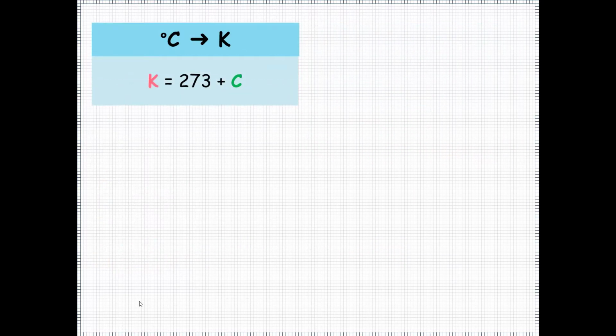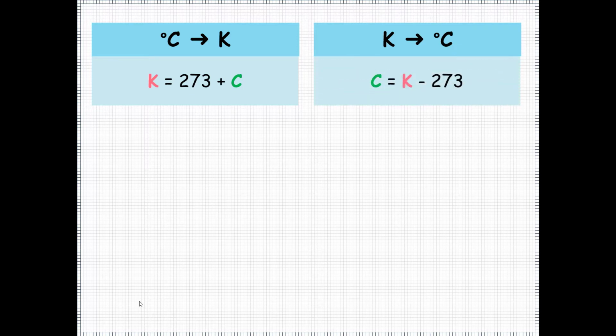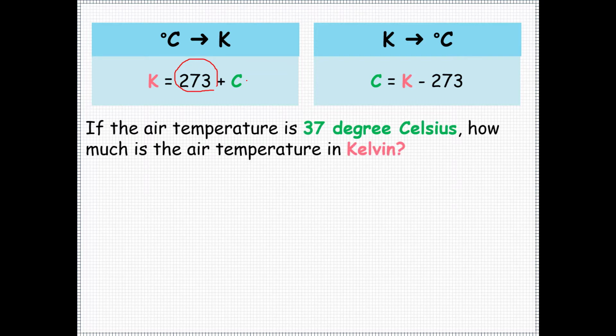Degree Celsius to Kelvin: Kelvin equal to 273 plus C. One more time, Kelvin equal to 273 plus Celsius, and to change Kelvin to Celsius, Celsius is equal to K minus 273. So you have to remember 273. If the teacher says Kelvin, you say 273. Kelvin, 273. Okay, now let's start.